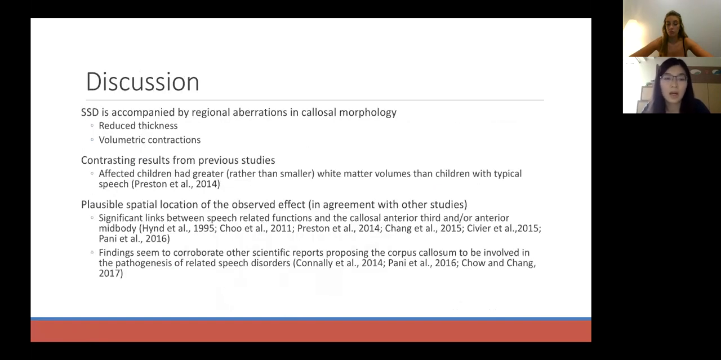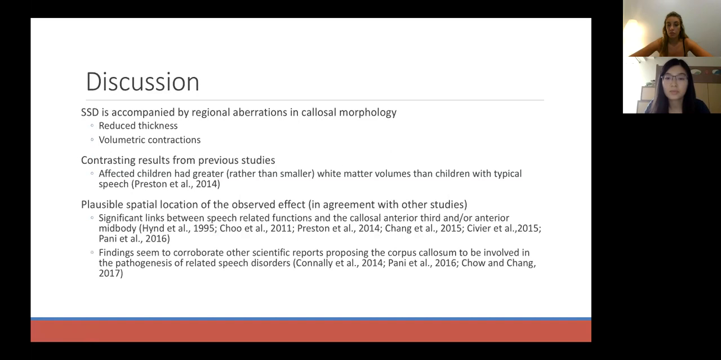For the discussion, speech sound disorder is accompanied by regional aberrations in callosal morphology, including reduced thickness and volumetric contractions. However, these results contrast with previous studies in which affected children had greater white matter volumes instead of smaller volumes compared with the typically developing children. But the spatial location was in agreement with other studies, and there were significant links between the anterior third of the corpus callosum and speech functions. That means this finding seems to resonate with other studies that proposed corpus callosum involvement in speech disorders.